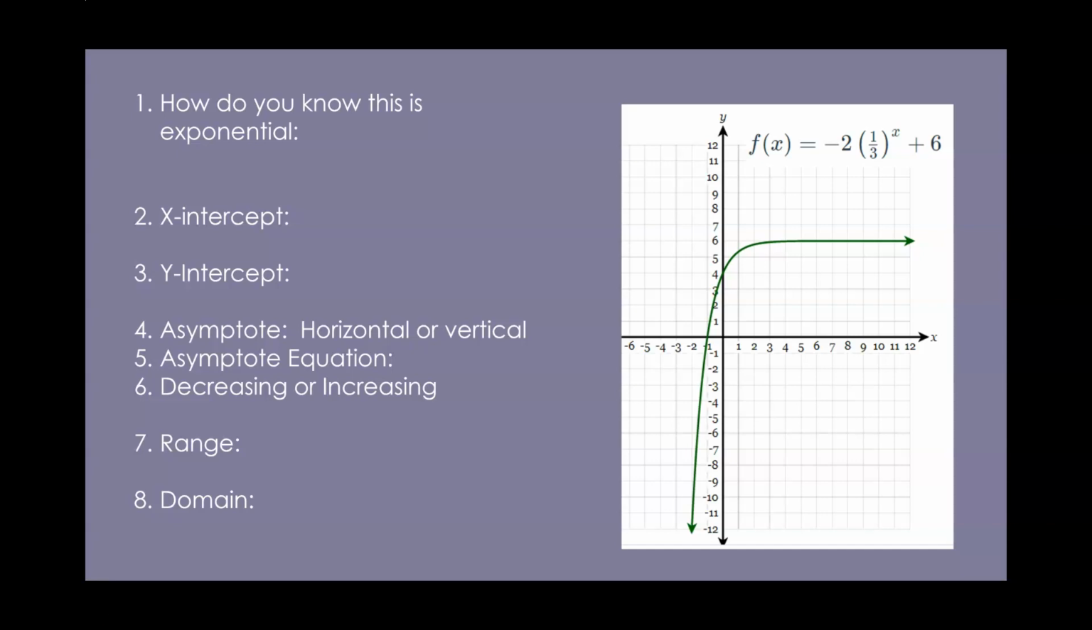All right, so this one, same questions, different graph. Okay? So how do you know it's exponential? The x is the exponent. So the variable is the exponent. Okay? Also, find the asymptote. Is that asymptote horizontal or is it vertical? Where are we driving straight? We are driving straight right here.